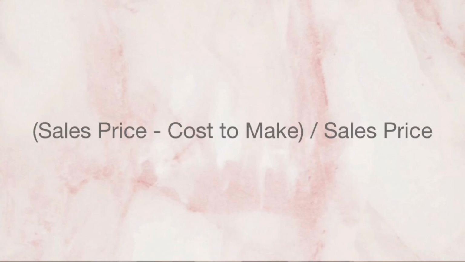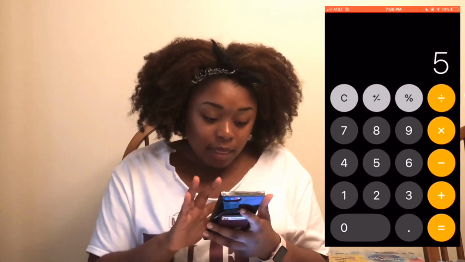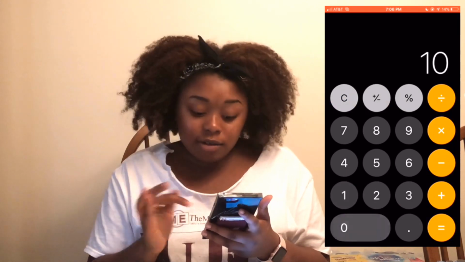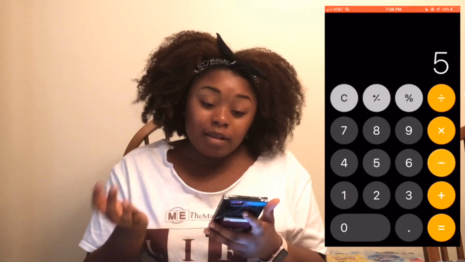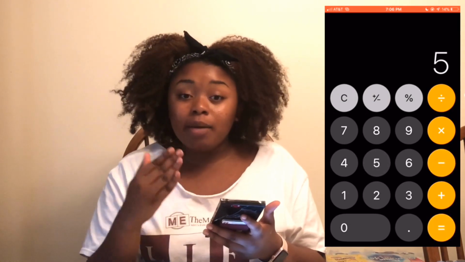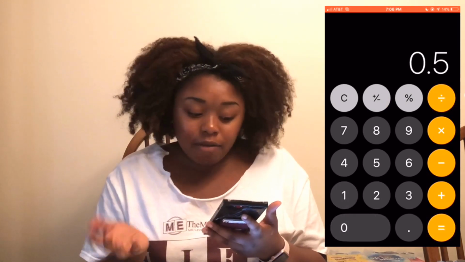The formula for calculating your profit margin is your sales price minus the cost to make, divided by the sales price. And now I'm going to show you some examples of how to use that. So let's keep the t-shirt example. If the t-shirt costs you $5 to make, and you sell it for $10, you do $10 minus what it cost you to make it, which was $5. That's going to give you 5. And you take that number and divide it by how much you sold it for, which is 10, and that gives you a 50% profit margin.